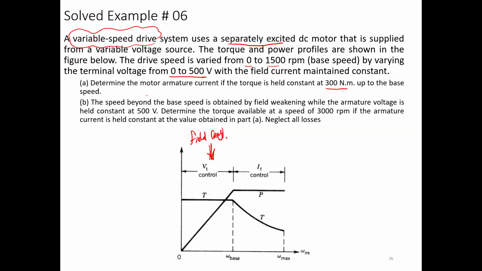Part A here is discussing the first part of the operation where the field current is constant. So the torque is 300 Newton meter up to the base speed, which is the maximum or the rated motor speed we have. So let's start calculating the armature current in this range, considering that the torque is 300 Newton meter.